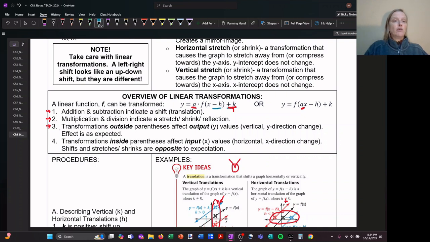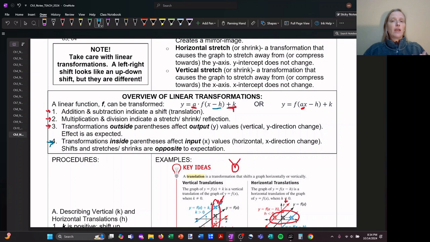On the other hand, when you're inside parentheses, you change the input values. You change the x value before it even gets put through that function machine. So these are where you're changing the input value. So these cause changes in the horizontal direction. So you're talking about shifting left, shifting right, or horizontal stretches or horizontal shrinks.